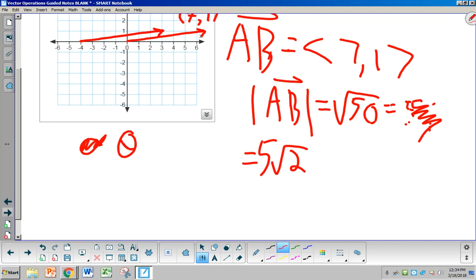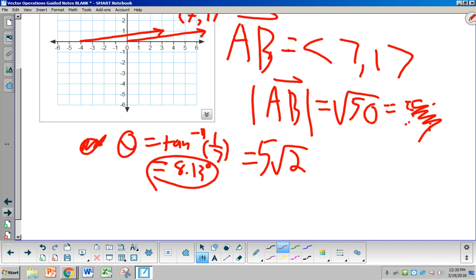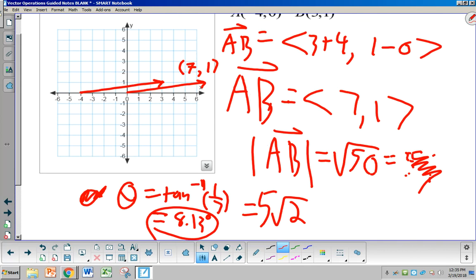So theta equals tan inverse of 1 over something. Okay. And then that's going to be 8.13. 8.13. Nice, beautiful. I assume everybody's able to do that. And what point is this pointing at, as Ricky has pointed out here?